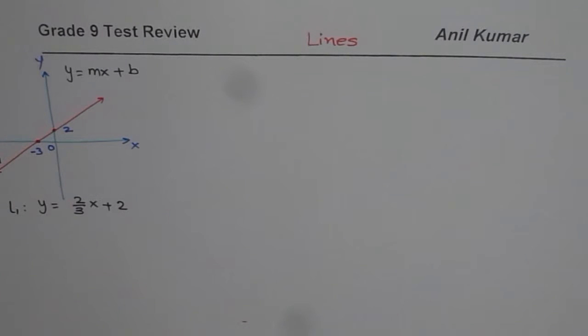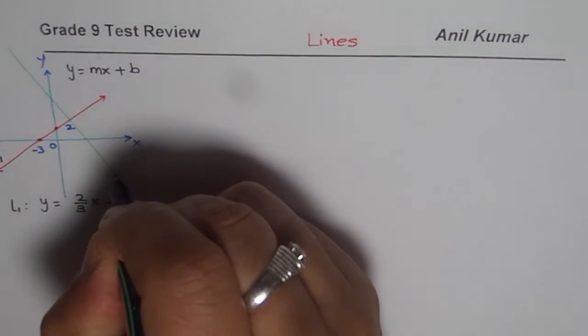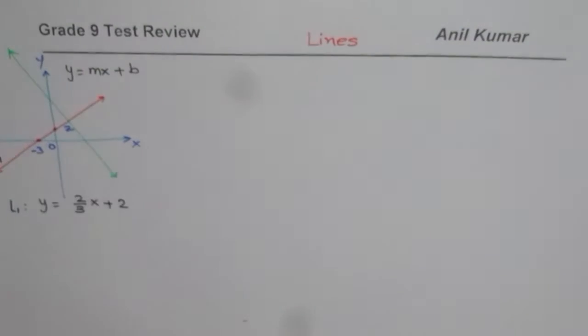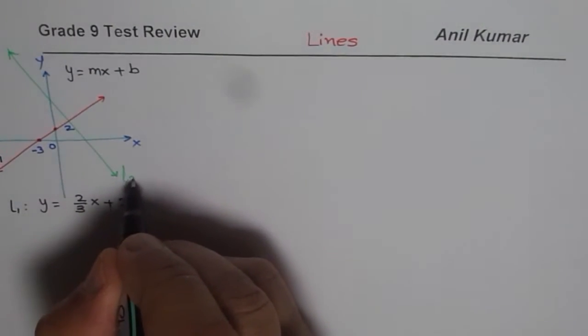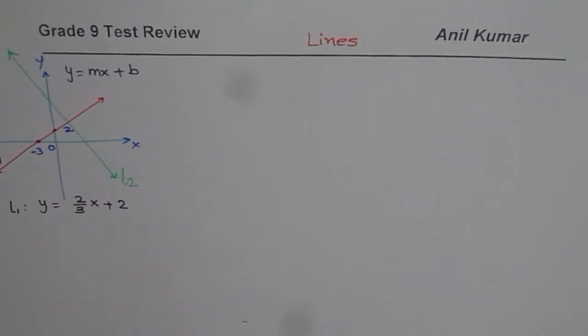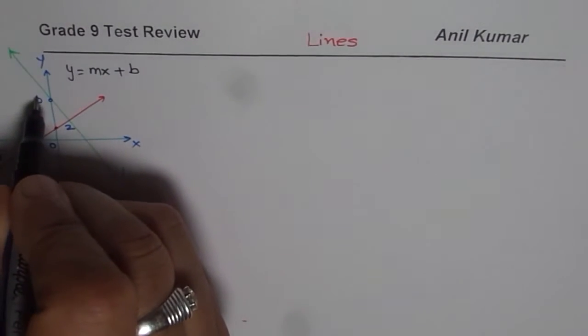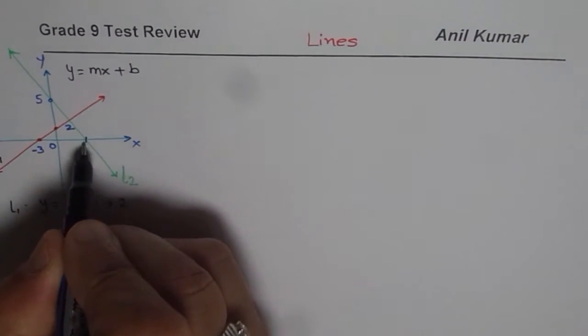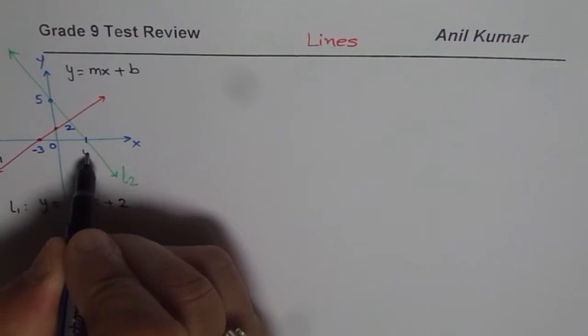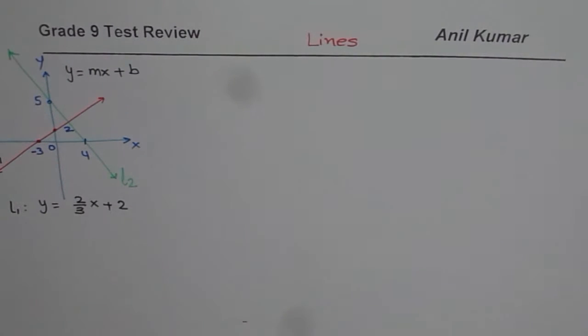Let me draw another line which has negative slope. When I say negative slope, that means the line will be falling down, kind of like this. Let me call this line L2. Now, to give the equation for the line L2, we will again take some values. Let us say this value is 5 and this value here is 4. Can you write down the equation of this line? You can pause the video, write down the equation and then move on.